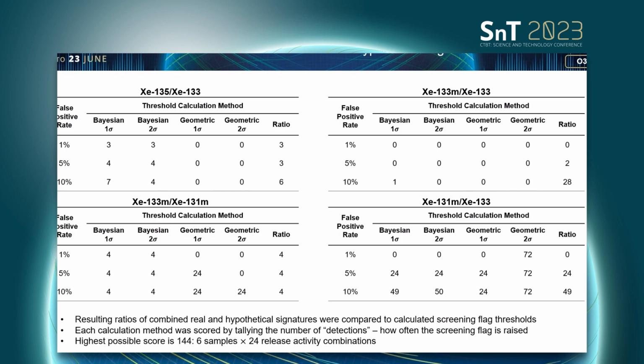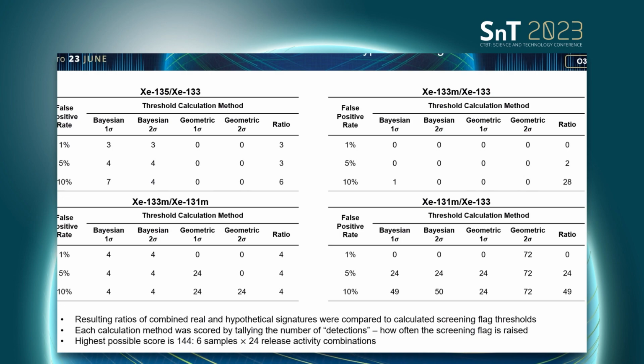This is the results of the second part of the test, which was to score the threshold values using hypothetical signatures. So combining the real and hypothetical signatures, we compared those resulting ratios with the calculated screening flag thresholds. Each of the calculation methods was scored by tallying the number of detections, so how often the sample would result in a screening flag being raised. Because we used 6 samples for each ratio and 24 different released activity combinations, the highest possible score would be 144.